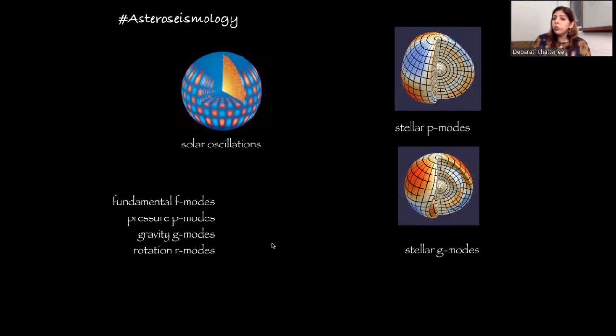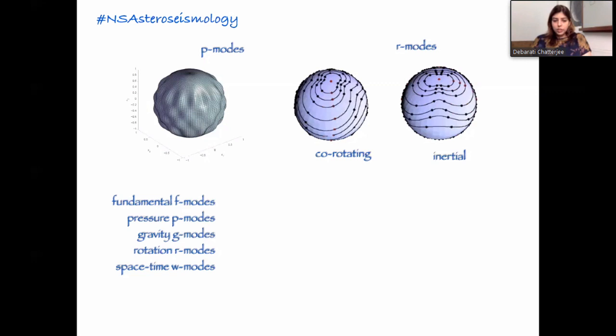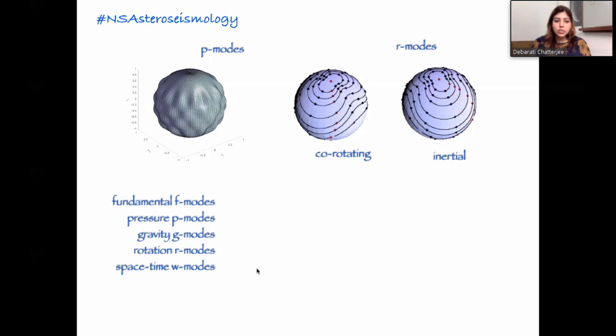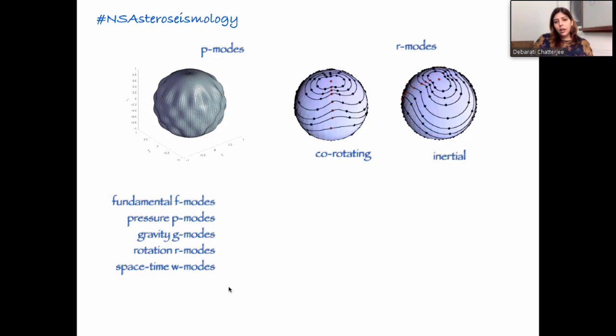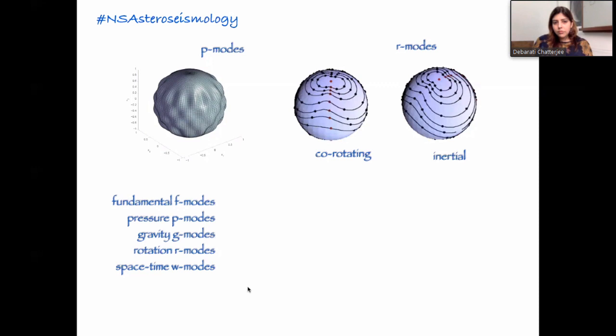This is exactly what we found from calculations. Neutron stars have these F, P, G, and R modes in analogy with astroseismology, like normal stars. And they also have space-time modes or W modes. This is something similar to quasi-normal modes in black holes.